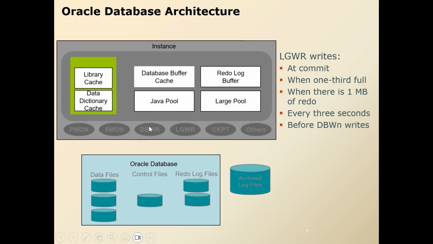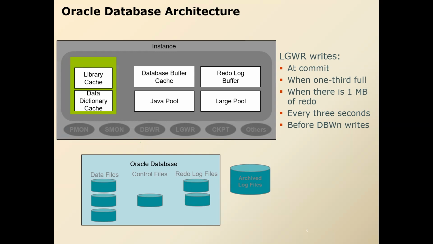So the thing is, your instance has different memory components: library cache, data dictionary cache, database buffer cache, Java pool, redo log buffer, large pool, and other memory components. Along with it, there are background processes as well. Different background processes are PMON, SMON, database writer, which is called DBWR, then you have log writer, which is called LGWR. Then you have checkpoint.